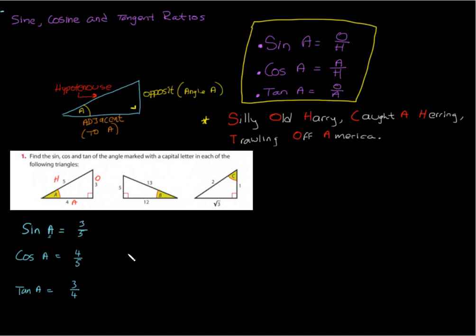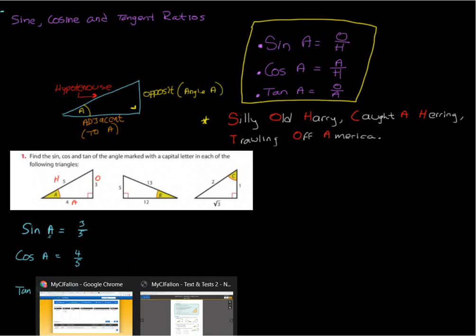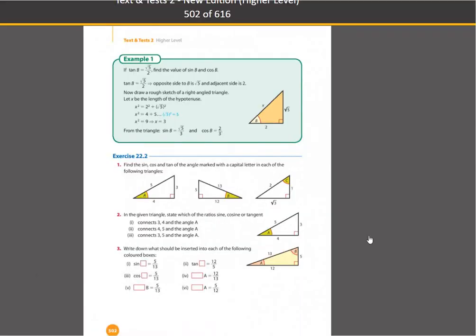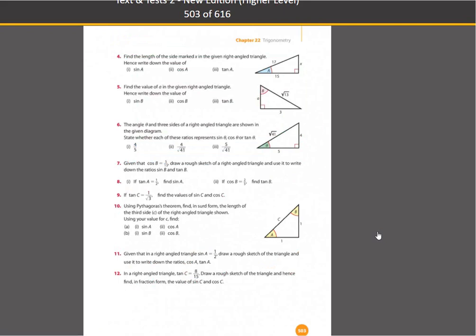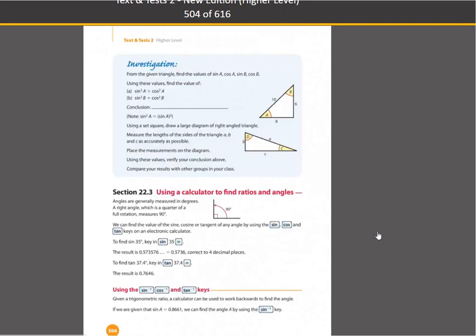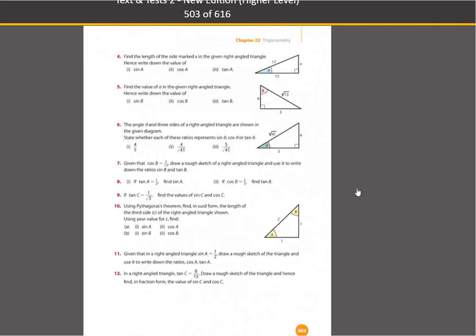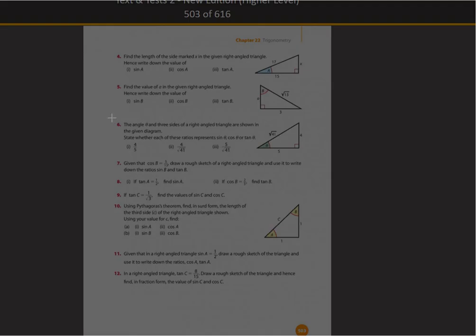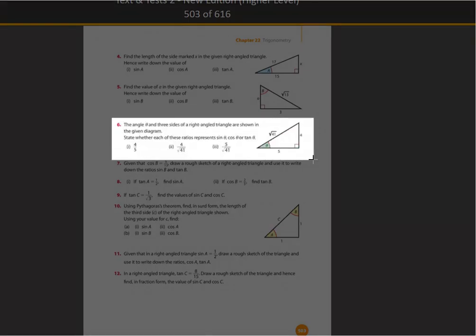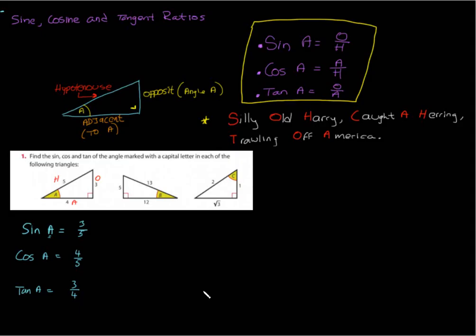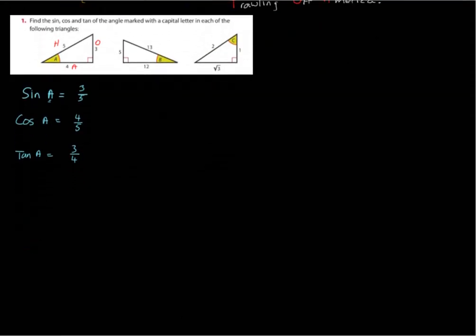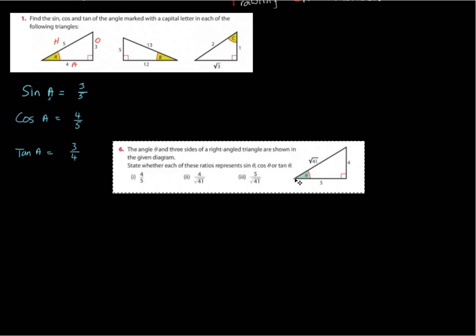Okay. If we scoot on and have a look at one or two questions further on into this series of exercises, we'll say, I don't know, 6. Yeah, we'll have a look at question 6. It's straightforward enough. These again are just getting you used to working with your trig ratios, your sine, cos, and tan.